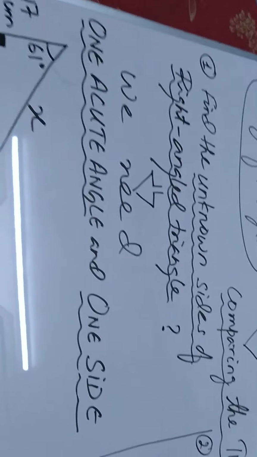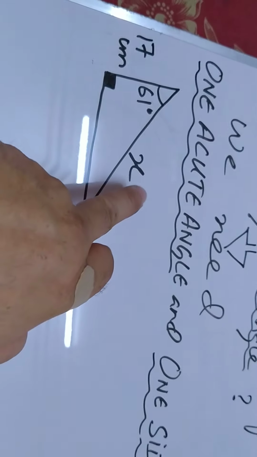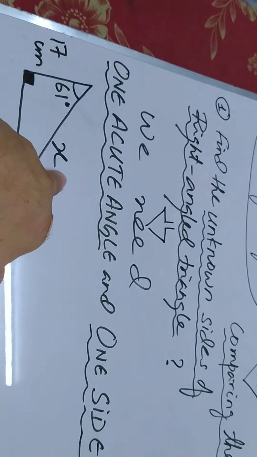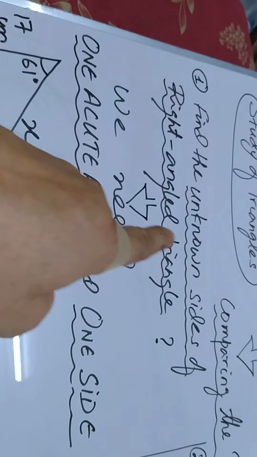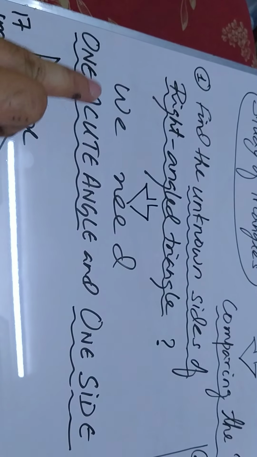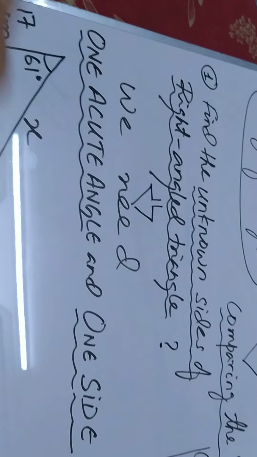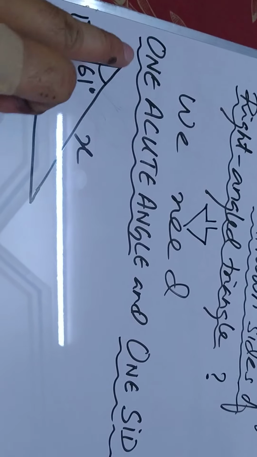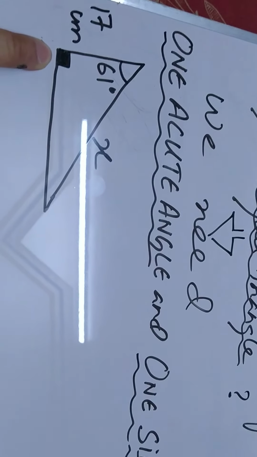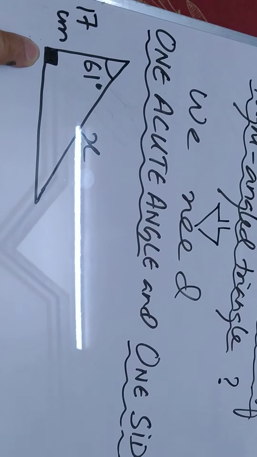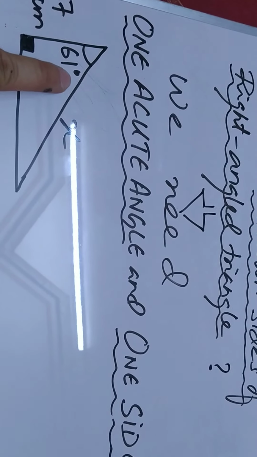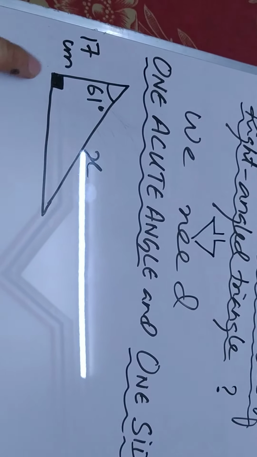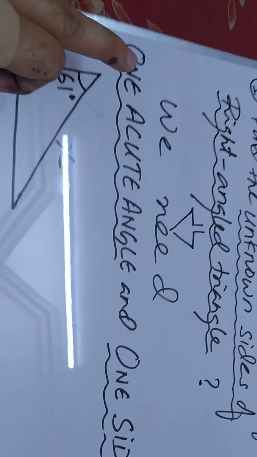Look here, if I say find this side of a right angle triangle, always remember that to find the unknown side, you always need one angle and one side. Why one acute angle? Because in a right angle triangle, one angle is 90 degrees and the rest of the two angles are always acute. One of its angles is a right angle, 90 degrees, so these two angles are always acute.